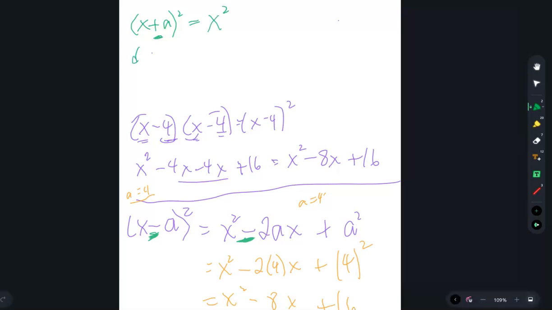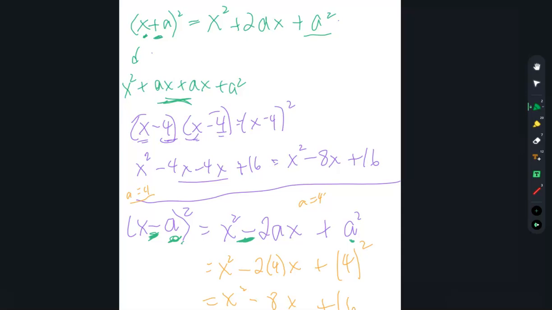And if I multiply this out, let's just make sure we see it. It would be first, x times x. Outsides would be ax. Inside would be ax. And then the last would be a squared. So can you see you're going to get a plus 2ax plus a squared. So this a squared at the end is always positive. It's just the sign in the middle that changes.